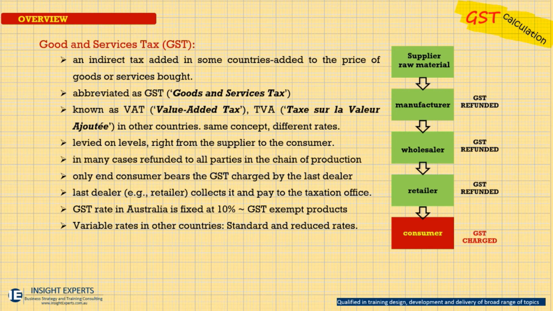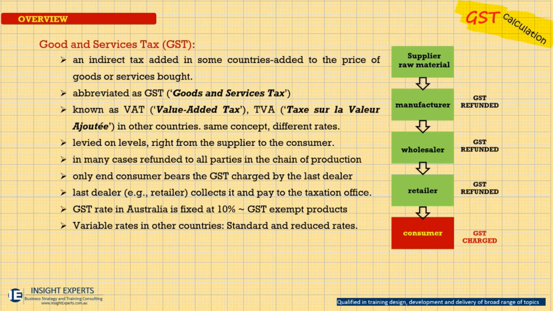Now, the GST rate in Australia is fixed at exactly 10%, and it is actually one of the lowest around the world. However, most basic foods, education courses, medical health care products and services are GST free. Now, when it comes to other countries, the GST is variable. You've got also the standard and reduced rates. Some of the GST rates around the world: Singapore 7%, UK 20%, India, one of the highest in the world, is 28%, and Greece 23%.